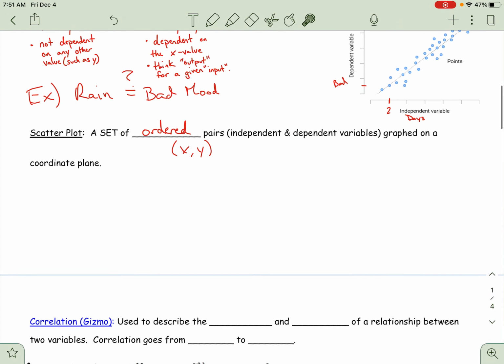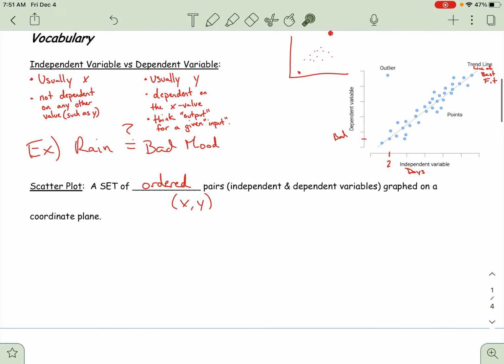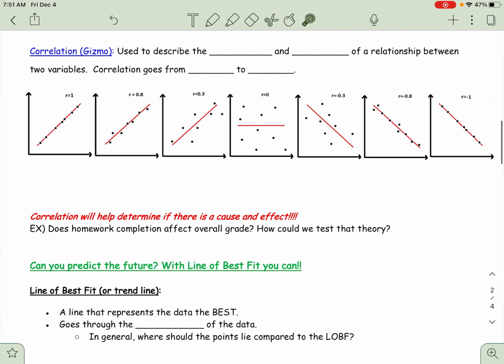All right. And just to confirm, this is a scatter plot. It's got a bunch of points plotted all across. And notice it's called a scatter plot because we don't connect all the dots. We just draw a line that seems to go through the middle of those, right? And so a scatter plot is a set of ordered pairs, both independent and dependent variables, graphed on a coordinate plane. Pretty simple.